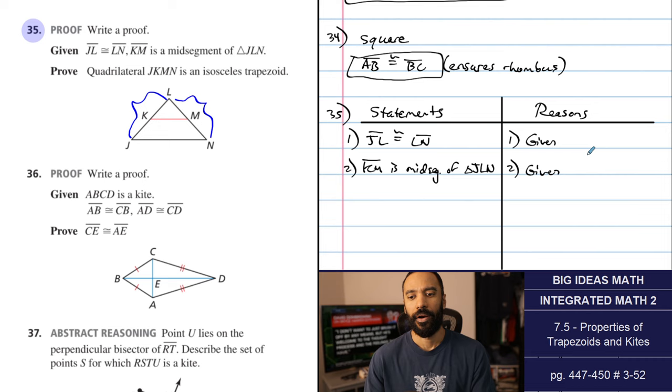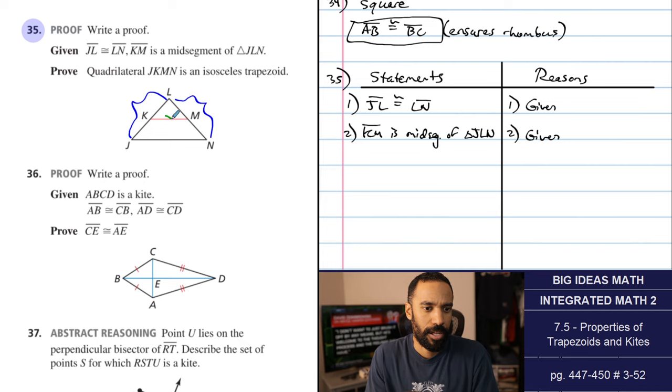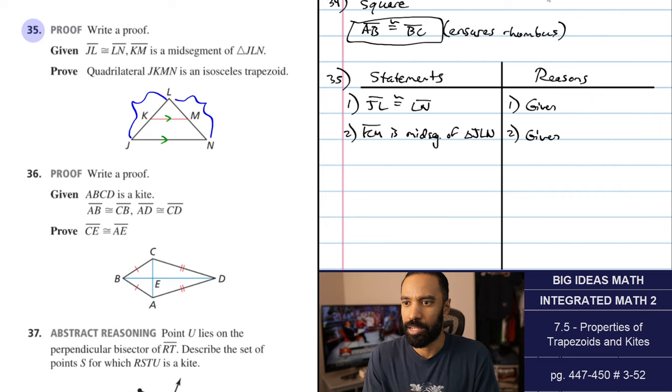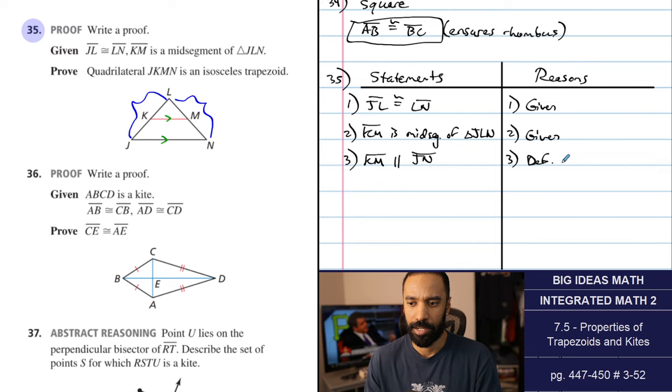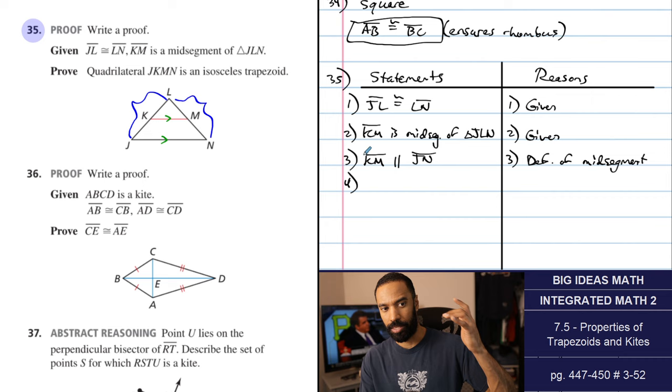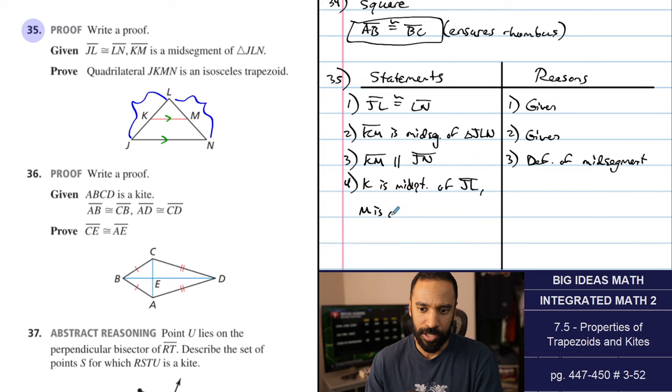All right, a lot of things are then known for mid-segments. We know parallel lines here. This is to show it's a trapezoid. So segment KM will be parallel to segment JN by definition of mid-segment. That's what mid-segments do. They also form midpoints. K is the midpoint of JL, and M is the midpoint of LN, also definition of midsegment.